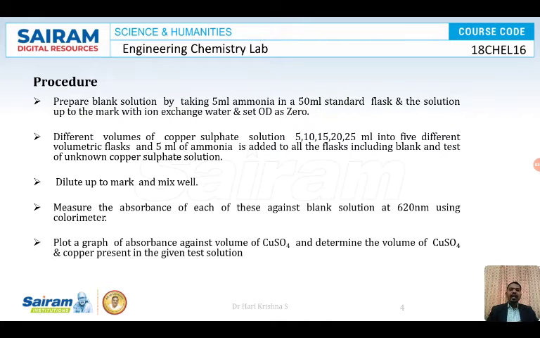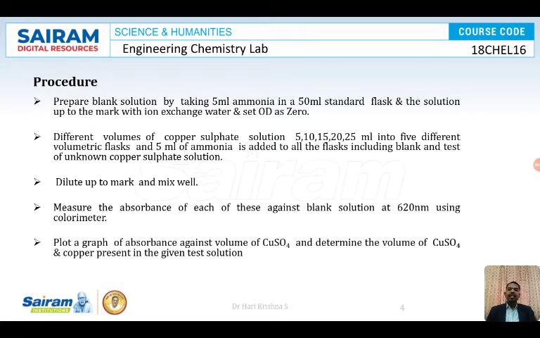After adding these, we dilute the mixture of copper sulfate and ammonia with water and mix it well. We have a set absorbance knob in the colorimeter. I'm going to set it to 0. I'm going to set the filter to 620 nanometer. Then we keep the blank solution, and since there is no copper sulfate, the absorbance should be 0. Later we take 5 ml, 10 ml, 15 ml, 20 ml, 25 ml. We measure absorbance for each and every sample, including the test solution.